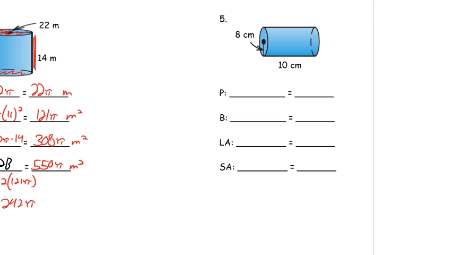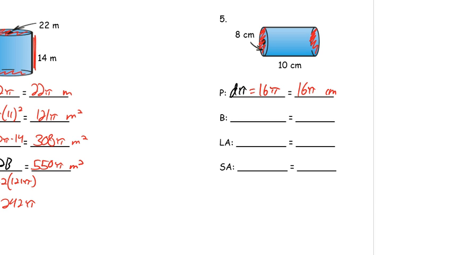Number 5. Okay, let's identify these bases. Be careful. This is one here. That's one there. I could stand it straight up and my height would be 10. So perimeter is going to be diameter times pi. Diameter would be 16 because it's double the radius, 16 pi centimeters.